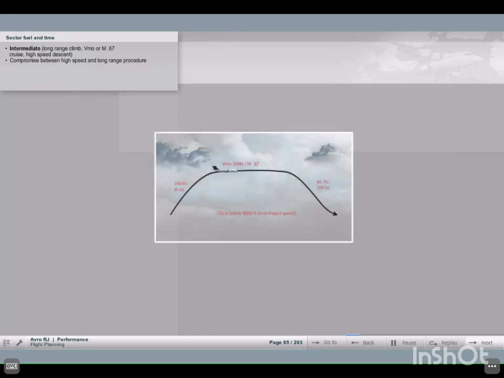Intermediate, based on long-range climb, cruise at VMO or Mach 0.67, and high-speed descent. This procedure is a compromise between the high-speed and long-range procedures.